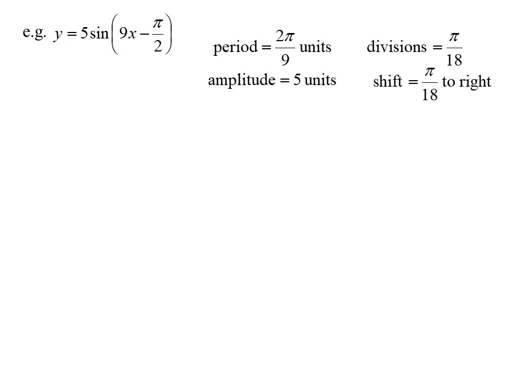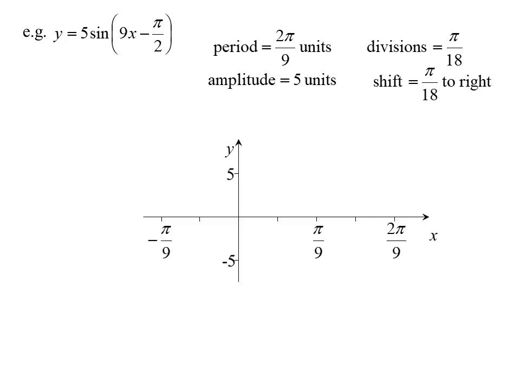And there is a shift happening. I've shifted it pi on 18, because it's pi on 2, but divided by the 9, pi on 18 to the right. That gives me enough information to draw my trig curve. So let's put in some axes and mark in some points. We know it's going from 5 to minus 5 there.